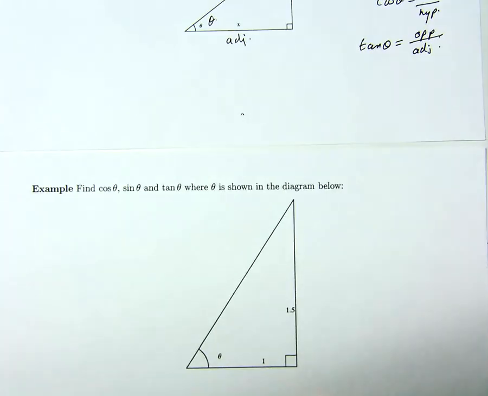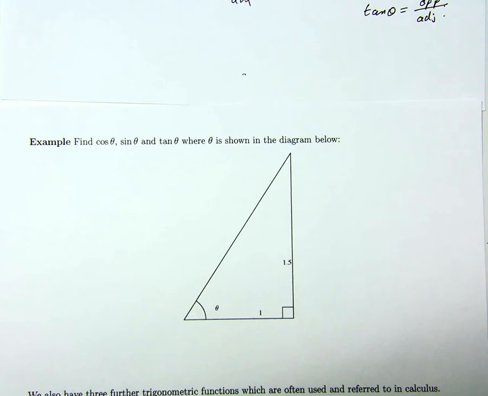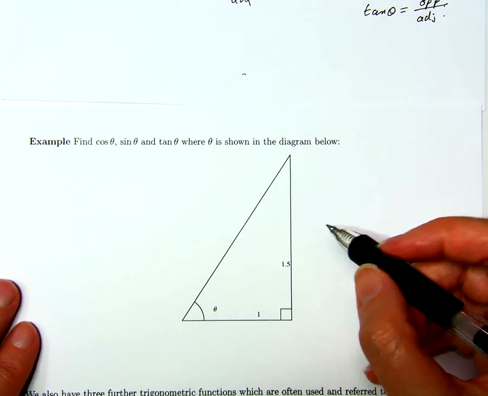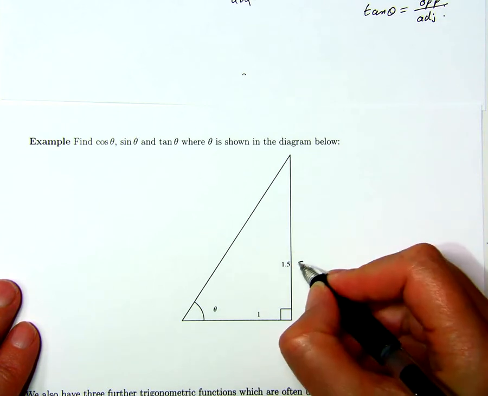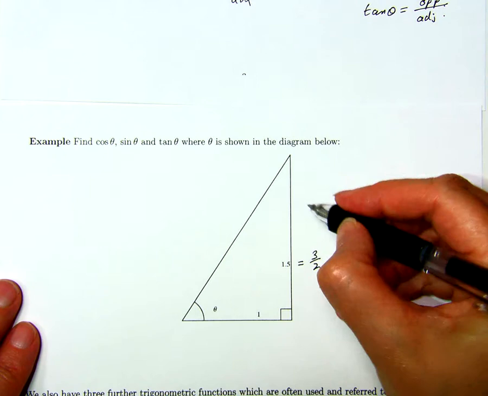Let's look at an example. Here we're given a triangle. We have an angle theta which fits into this right-angled triangle, but we don't know what it is. But nevertheless, we have enough information to calculate its cosine, sine, and tangent from this right-angled triangle. So we have this side is length 1, this side is length 3 over 2.